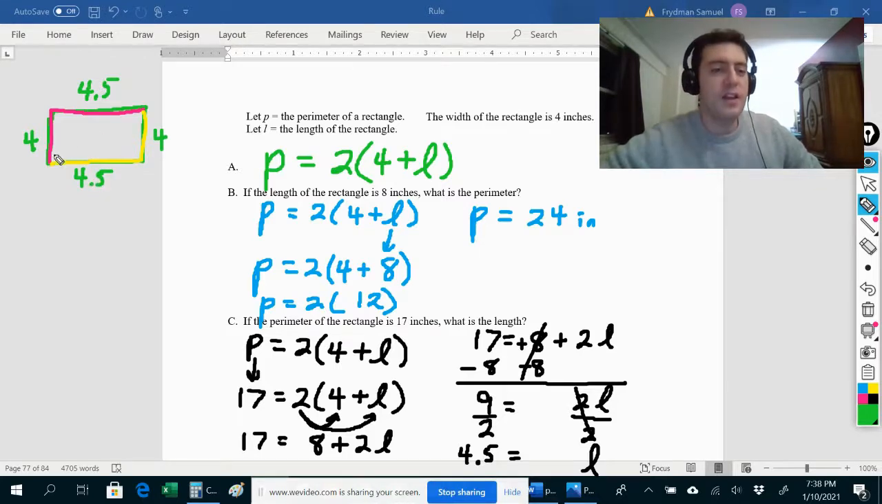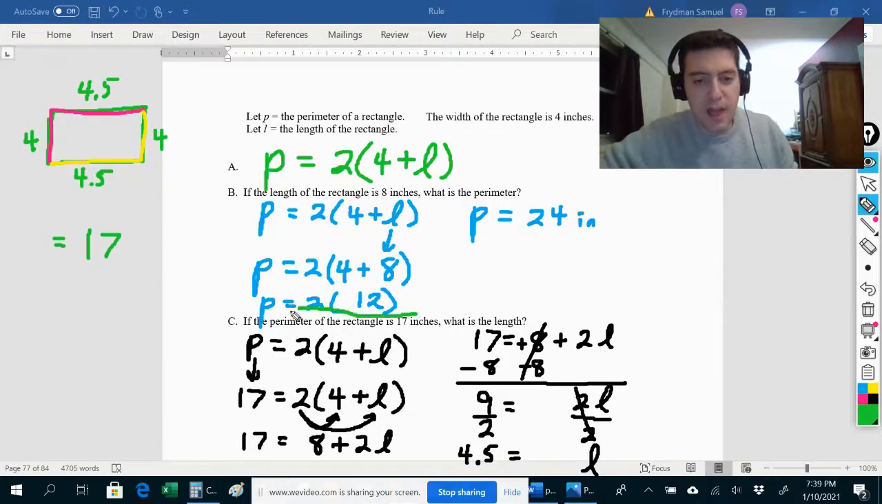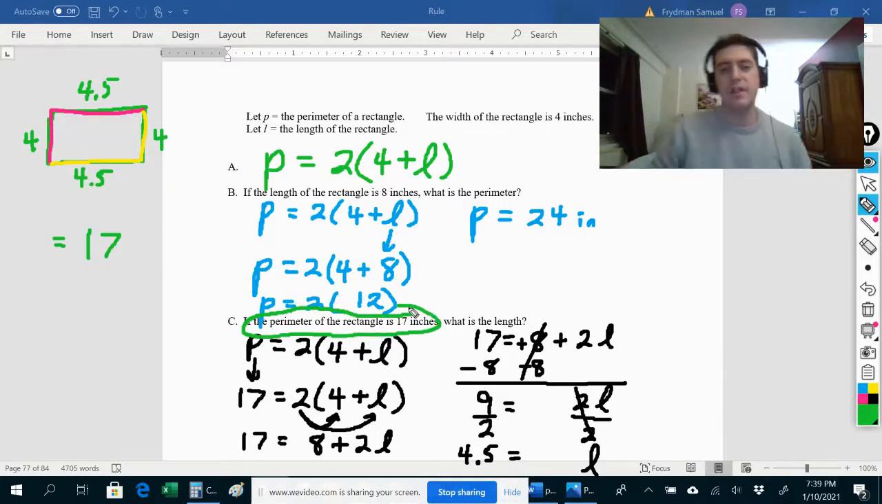So if I add all of these, then I'm adding 8 plus 9, which is 17, right? So the total perimeter would be 17 inches, which is exactly what it said back here. The perimeter is 17 inches. So it all makes sense. So this must be the correct answer. If the perimeter is 17 inches, then the length of that rectangle must be 4.5 inches. Okay? All right. So I think that's it.